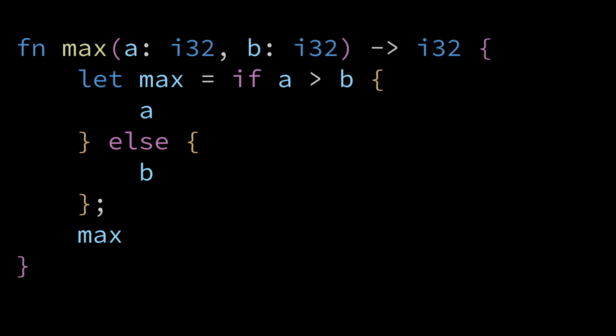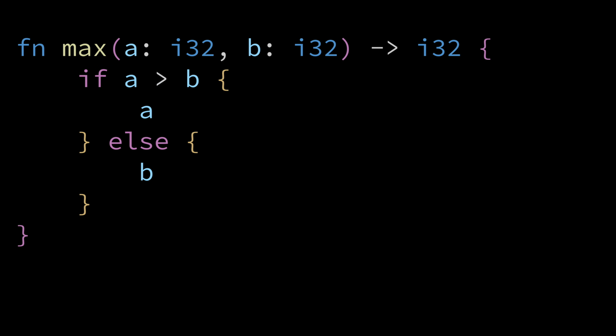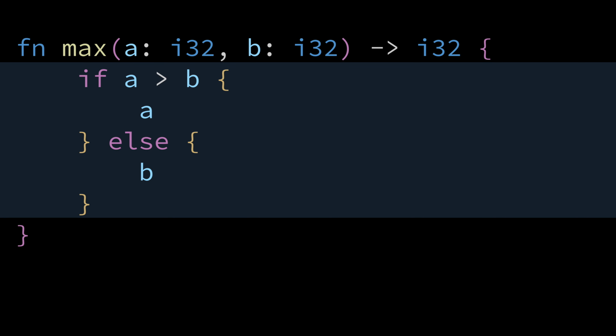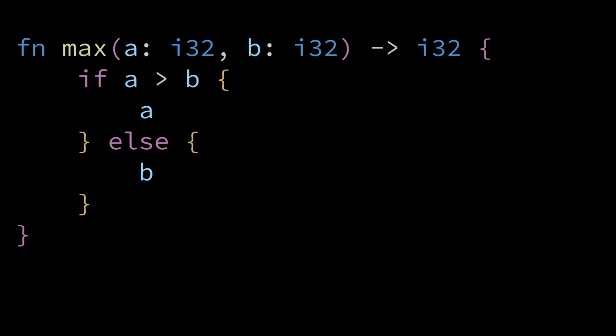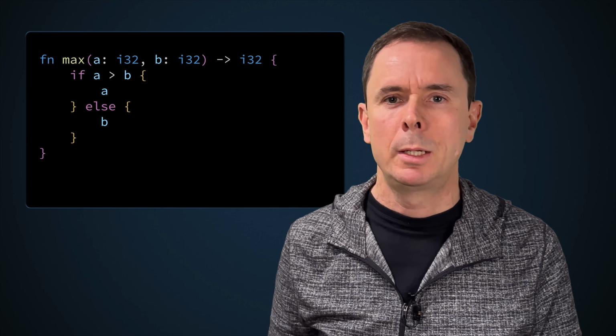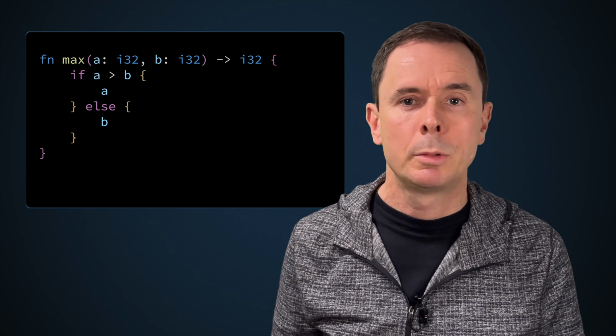Let's use this in a function. I think we can make this code a bit simpler. We don't really need this temporary variable max. So now the if-else expression is the final expression in the function body, so its value becomes the function's return value. Rust makes it easy to write in this pure functional style, but you don't have to.